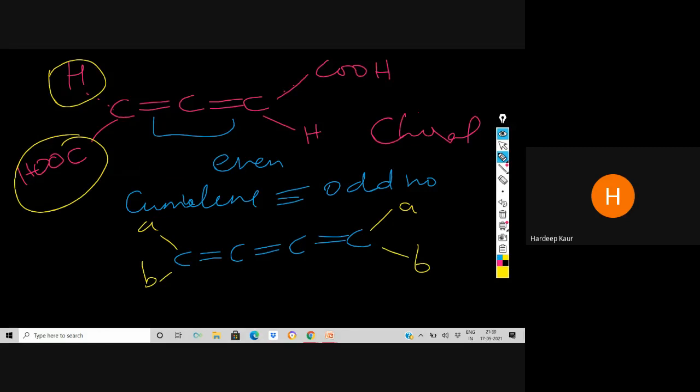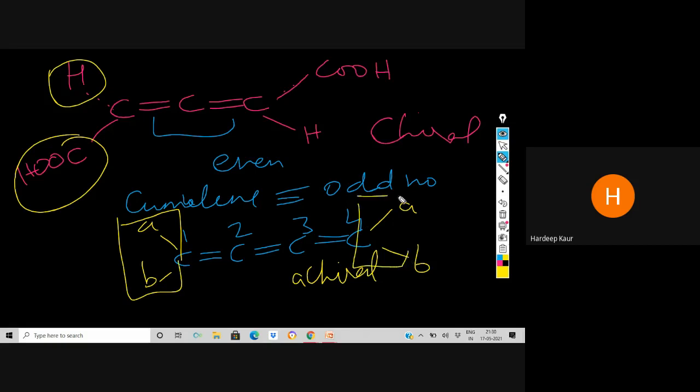So they lie in the same plane. So if A and B on both the terminal carbons are the same, then this molecule is achiral. Okay, what is the reason? They are in the same plane. When you draw its mirror image, they are superimposable on each other. So when your cumulene has an odd number of double bonds, then the A and B groups on both the terminal carbons should be different to exhibit the enantiomerism.